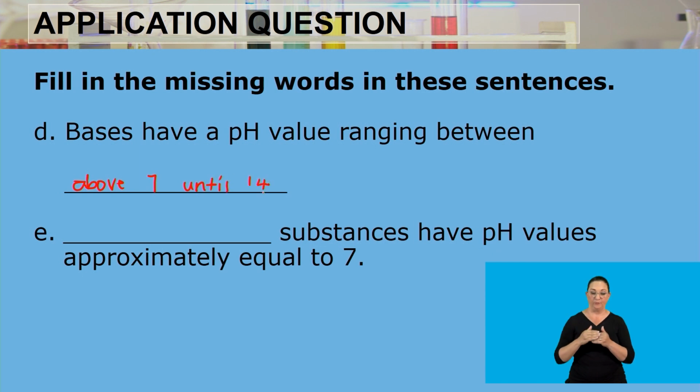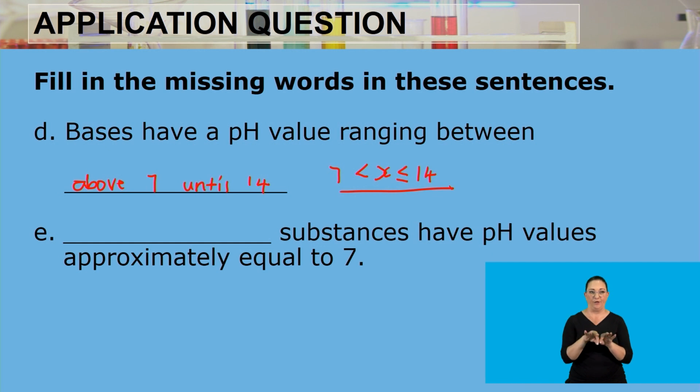We can also say x is greater than 7 and, at the same time, x is less than or equal to 14, whereby x is that substance being a base. It needs to have a pH value that is above 7, and at the same time, it needs to have a pH value that is less than or equal to 14. So anything above 7, up to and including 14, that substance within that range is going to be a basic substance.